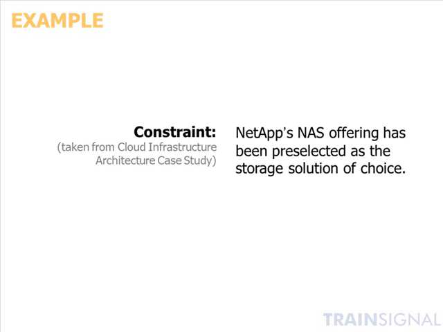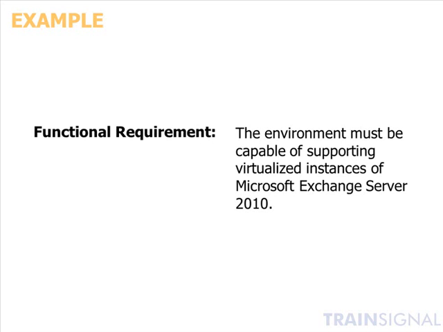If we take this constraint in the light of the following functional requirement, then we can begin to see something. Suppose that in addition to the previous constraint, we also determined this functional requirement as coming out of the information that we gathered from the organization. The functional requirement states that the environment must be capable of supporting virtualized instances of Microsoft Exchange Server 2010. Again, in and of itself, this functional requirement doesn't tell us anything, not as far as risks or assumptions go. It does sort of drive certain things. You know that, okay, this is going to be supporting Exchange Server 2010, so immediately certain things are going to have to happen in the design.